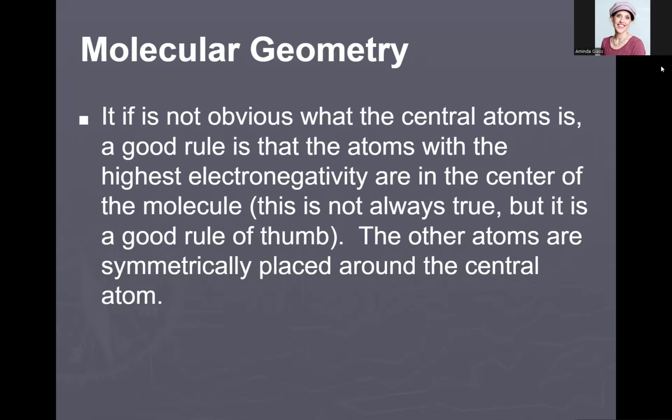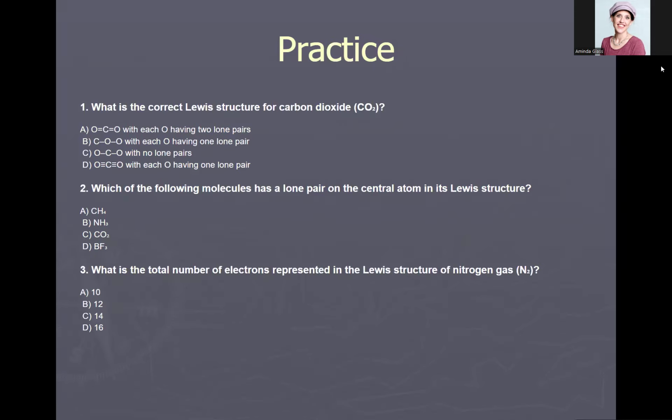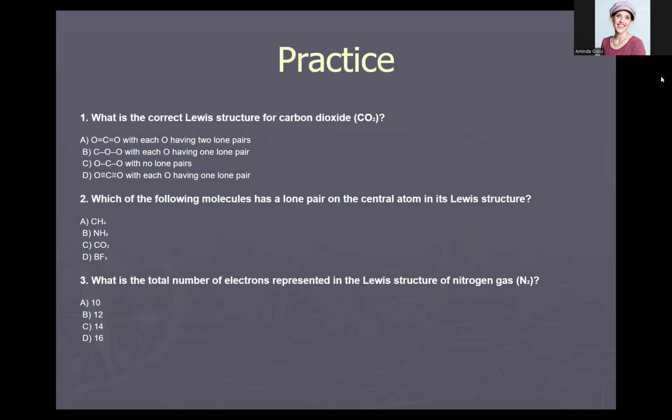Now, if you're not sure what the central atom is, a good rule is that the atom with the highest electronegativity is going to be the center of the molecule. It's not always the case, but it's a good rule of thumb. The other atoms are then symmetrically placed around the central atom. So if we're going to practice, what is the correct Lewis structure for carbon dioxide? It's a good idea to draw your Lewis structures and then double check for the answers. So I want you to first answer these questions and then come back and check your answers.